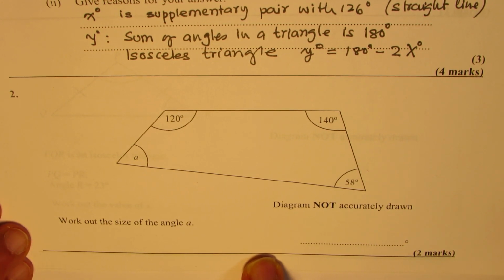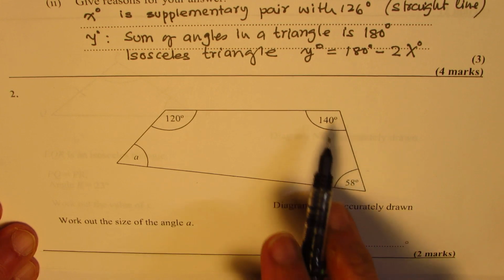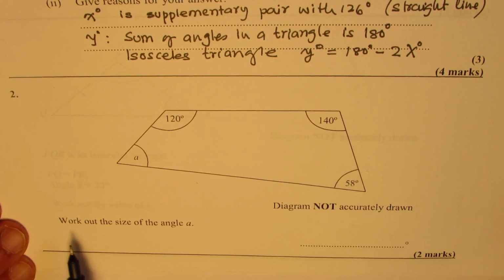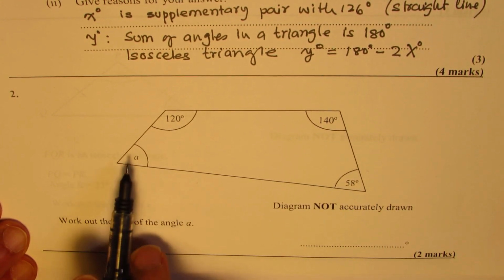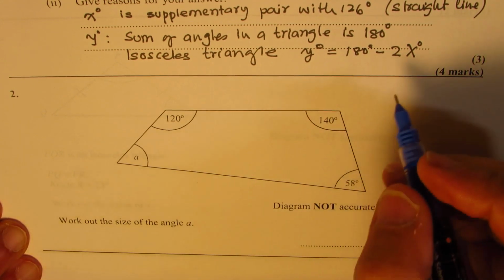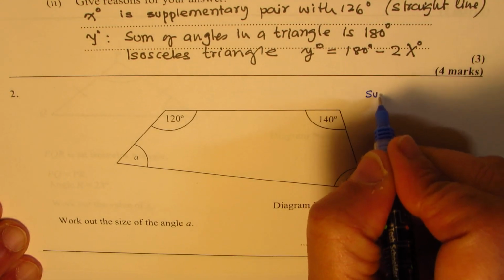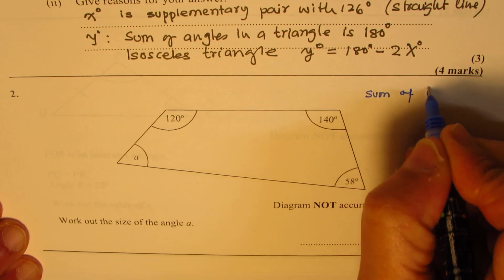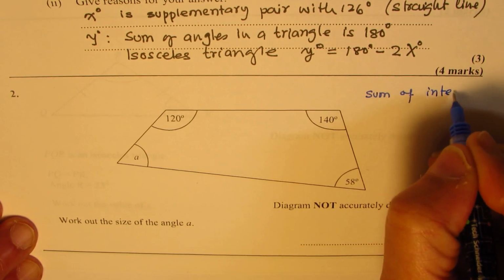Now in question number 2, we have a quadrilateral in which 3 angles are given to us. Work out the size of angle A, which we need to find, and write the answer right there. In this case, when you have a quadrilateral, we know the sum of interior angles is 360 degrees.